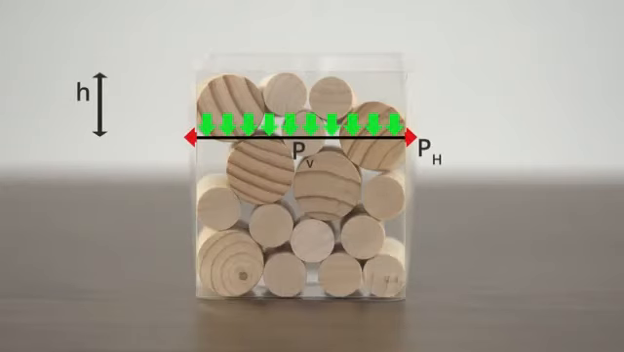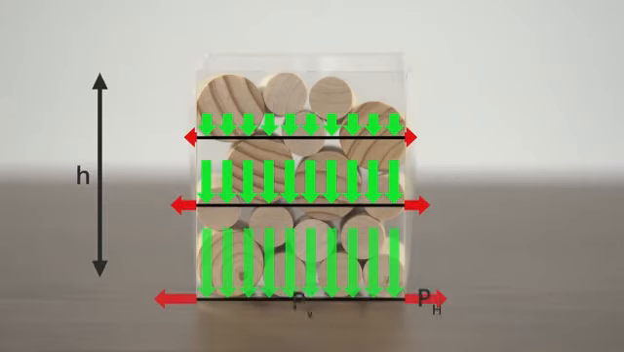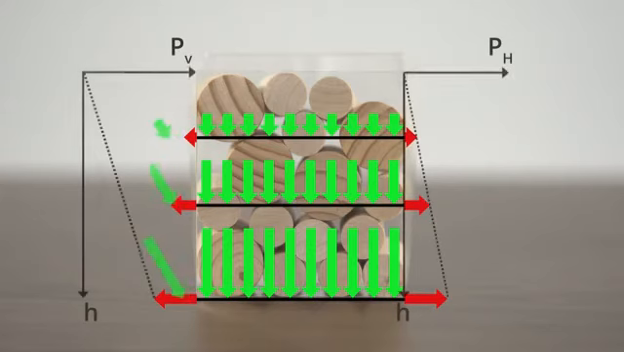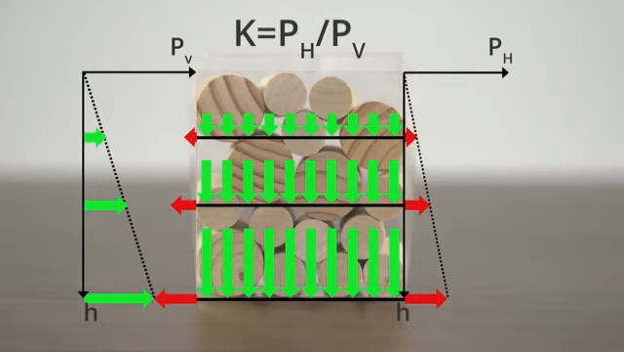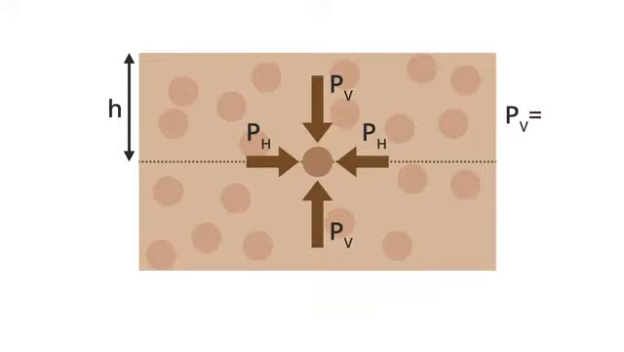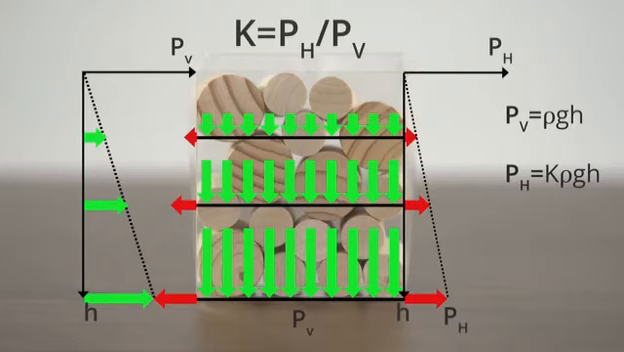At a short distance down, both the vertical and horizontal pressures are small. At progressively greater depths, both pressures increase. Experiments show that for most materials, the ratio of the horizontal pressure to the vertical pressure is constant. We call this ratio the pressure coefficient K, and it is usually less than 1. Thus, for granular materials, the vertical pressure at any depth h is typically rho g h, while the horizontal pressure there is K rho g h. Clearly then, both the vertical and horizontal pressures increase linearly with depth, as shown in these graphs.